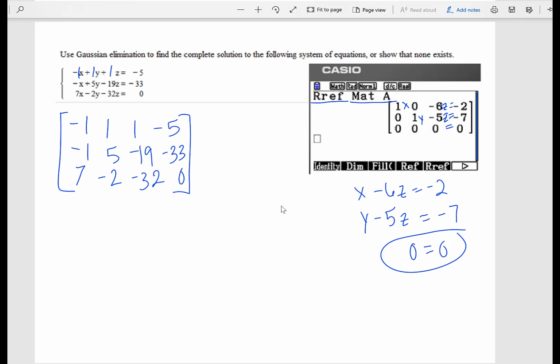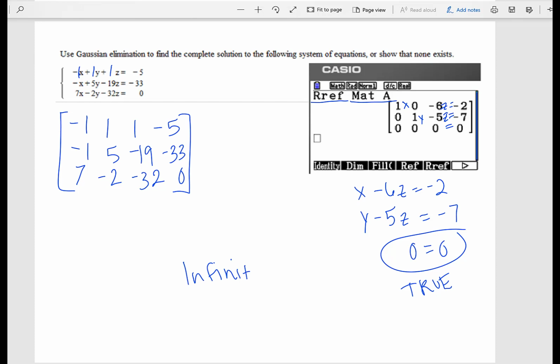Okay, and we'll talk about how that actually looks in an example. But if it's 0 equals 0 and it's a true statement, then we have infinitely many solutions. And it means that the system is dependent.